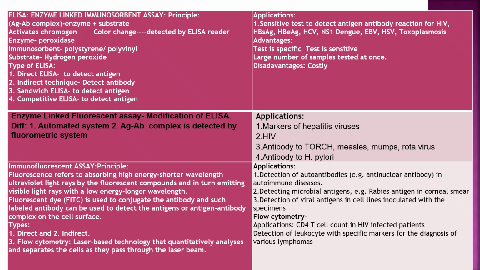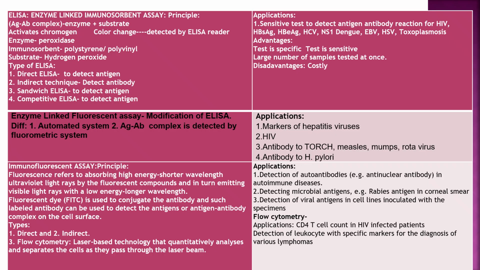Advantages: the test is specific, sensitive, and a large number of samples can be tested at once. Mostly used in blood banks for the screening of donors. Disadvantages: costly. Enzyme linked fluorescence assay, a modification of ELISA. It is an automated system, and the antigen antibody complex is detected by a fluorometric system. Application: markers of hepatitis viruses, HIV, antibody to TORCH, measles, mumps, rotavirus, and H. pylori.